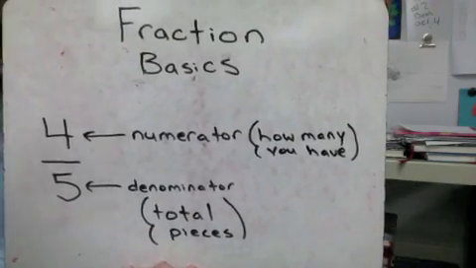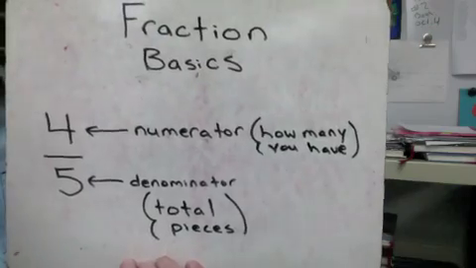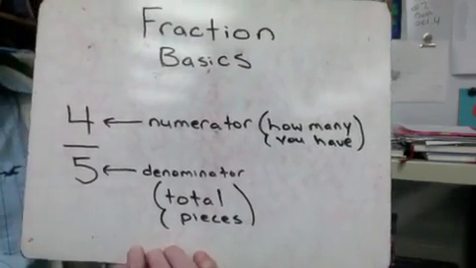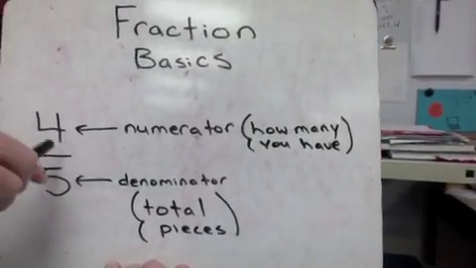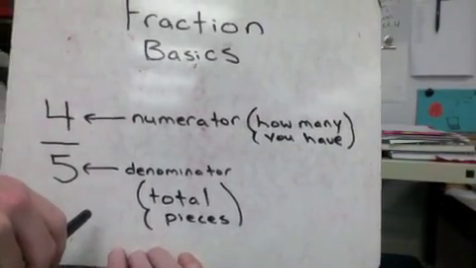Okay, so the first thing you need to know about a fraction is it is part of a whole number, and it's going to look like this. Here's an example. We would say 4/5. The top number is the numerator, the bottom number is the denominator.